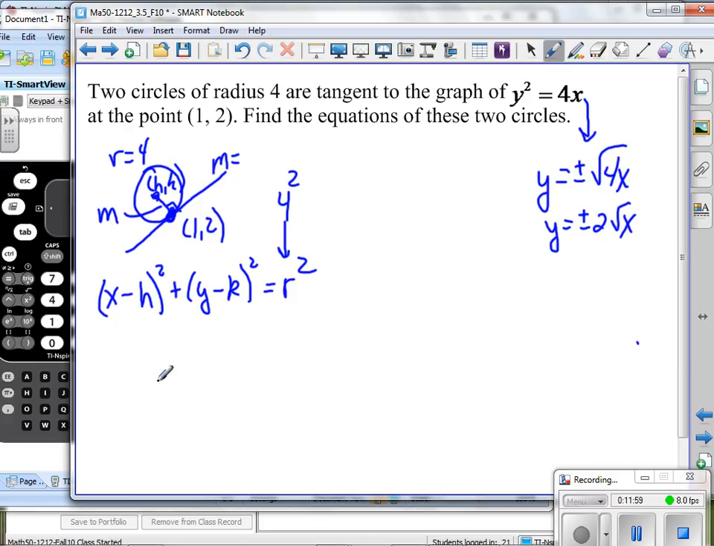Well, I know that if this point is 1 and 2, let's see here. Remember my pathway here. You guys keep thinking. Let's pause this just a little bit while we're doing our thing. Yes, James. That's a good idea.